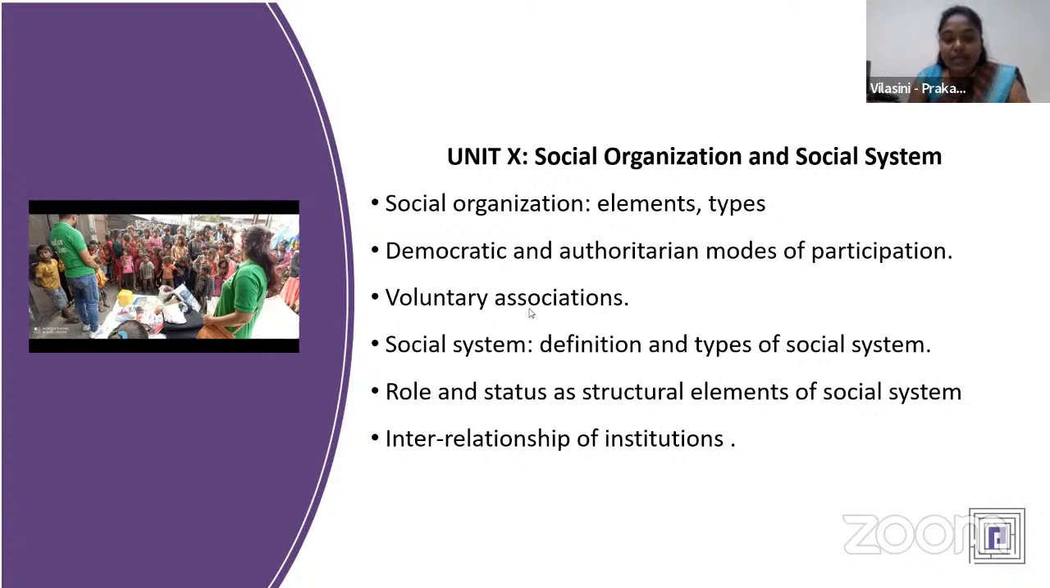Then coming to voluntary associations, these are called non-governmental organizations. These organizations or associations are non-profit organizations. Mostly they have general characteristics like they will not have any profit from the organizations, but they render their services to the people present.